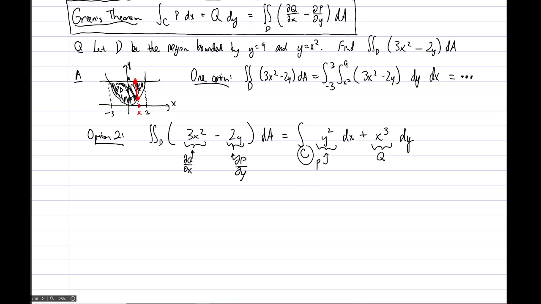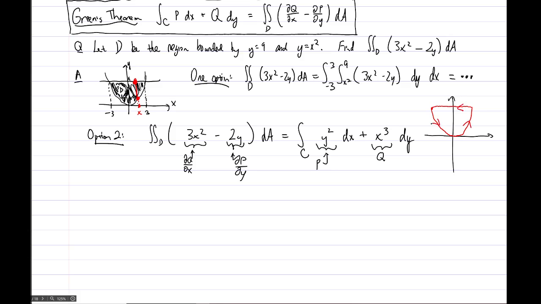And then what's C? Well, C is supposed to bound this shaded region over here. So if we were to draw capital C on its own, what is this C? If we were to draw a picture, maybe I'll use a new color. It's that parabola, and then a straight line across, traveling counterclockwise, of course, because that's what Green's theorem asked for.